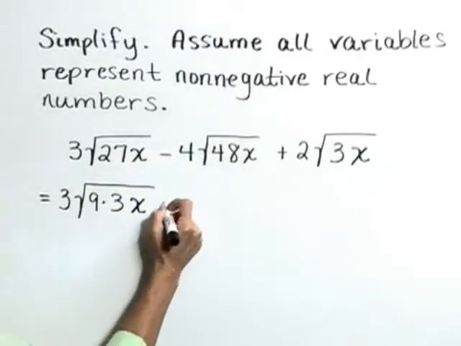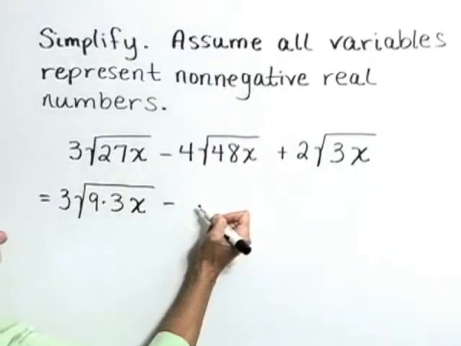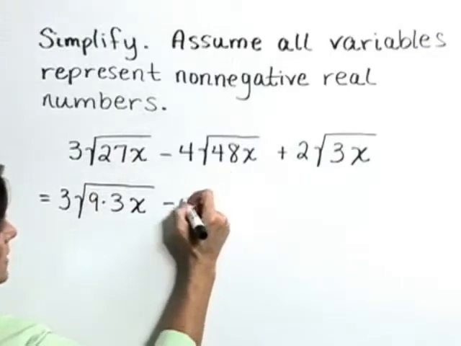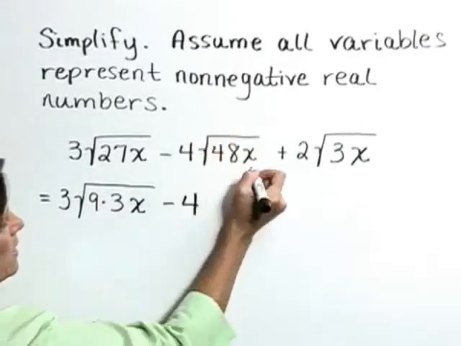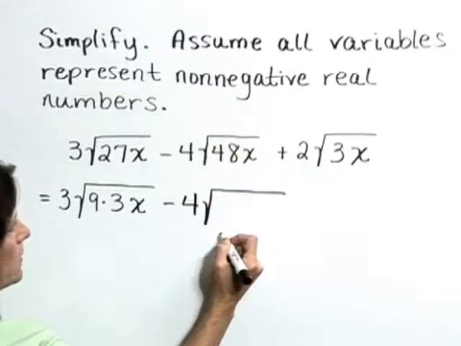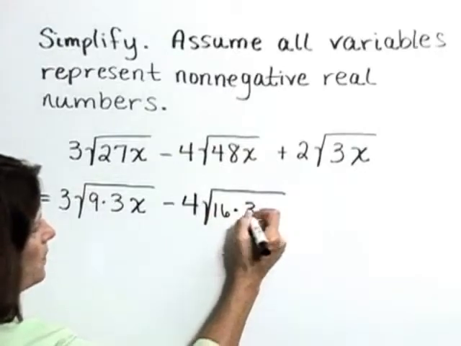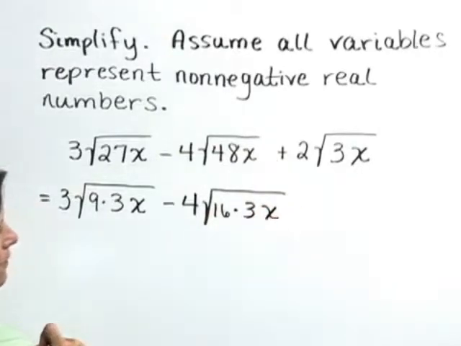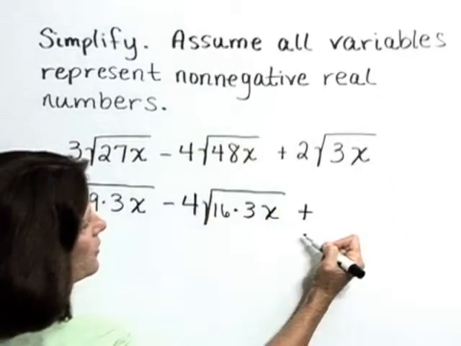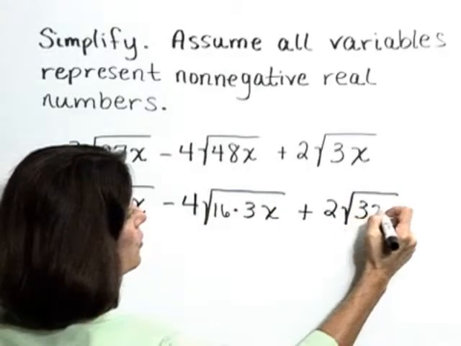then times x, minus, with our second term, 48 has a perfect square factor of 16. So this middle term becomes 4 times the square root of 48 is 16 times 3, and don't forget your x value under there. Lastly, this term is in its simplest form, so let's just rewrite it. 2 times the square root of 3x.